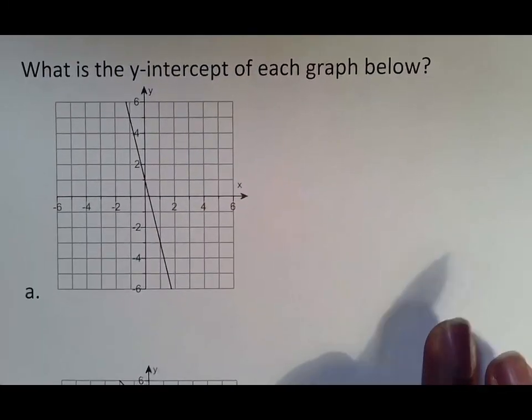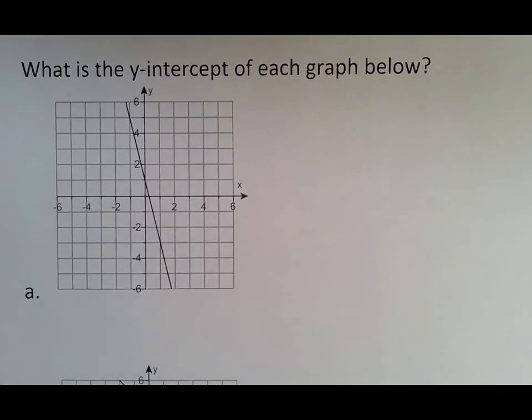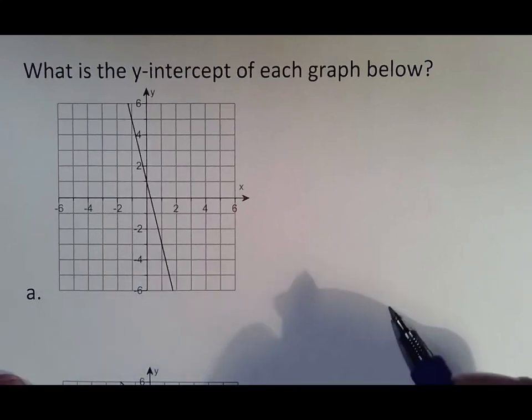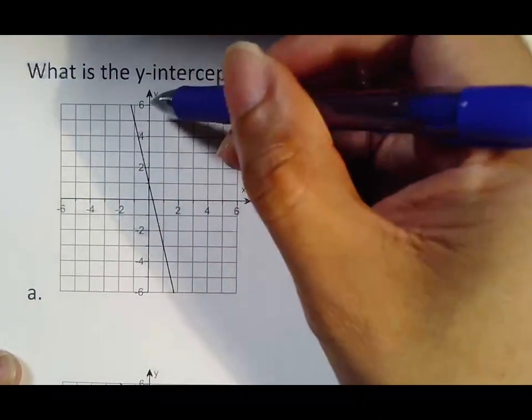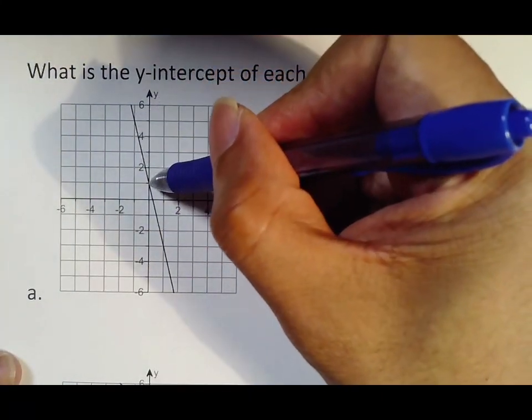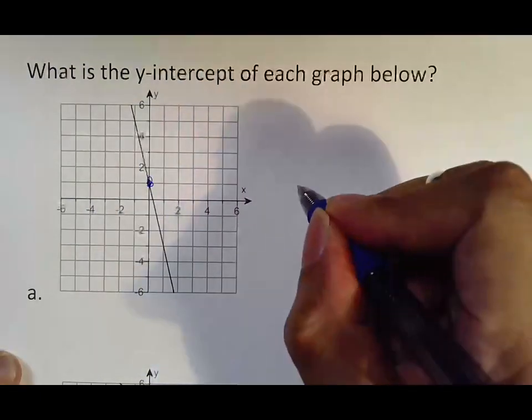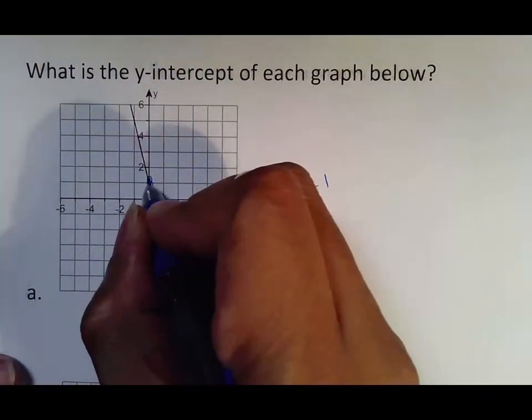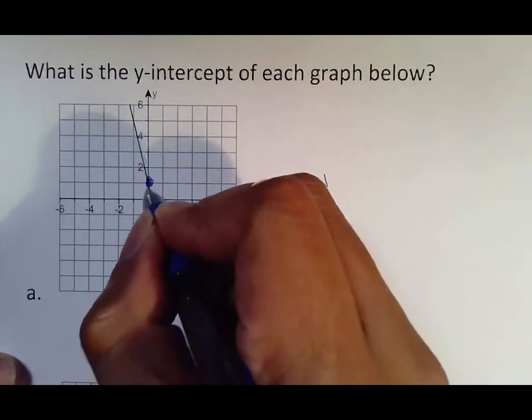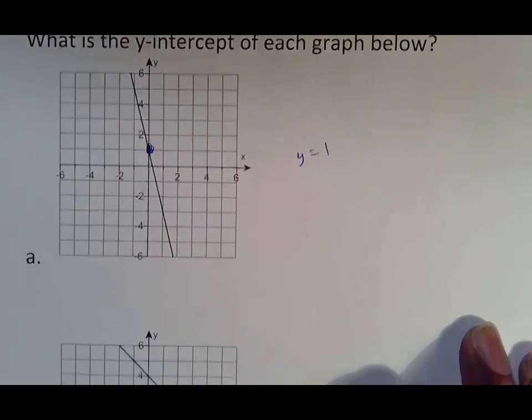And again, you'll see that this is honestly a great way to end the year, because it really isn't that bad. So if they ask you what's the y-intercept of the graph below, you look at the line here. You look at your y-intercept and see where it crosses, and notice that it crosses right here at y equals 1. That's it.